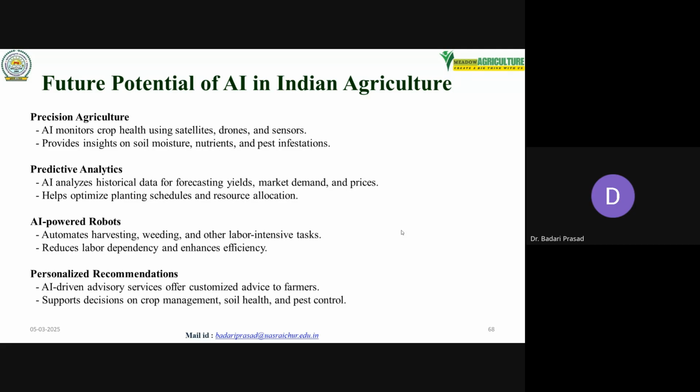Only after sufficient fine-tuning, if everyone gets the benefit of those three, or maybe much more in the days to come, it will definitely give a new path, a new regime shift, in the path of agriculture, Indian agriculture in specific. Future potential: precision agriculture, predictive analytics, AI-powered robots, personalized recommendations. All these factors are very much important in the field of agriculture.